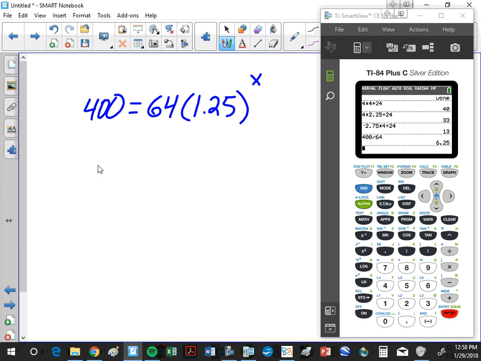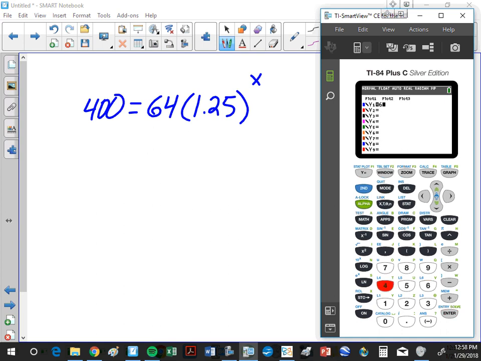So here is our guess. We go into y equals, and we type the formula 64 times 1.25 raised to the x. Everybody got that? 64 times 1.25 raised to the x. Got that? Now, push, not graph, but second graph. Second graph. And you should see a table.